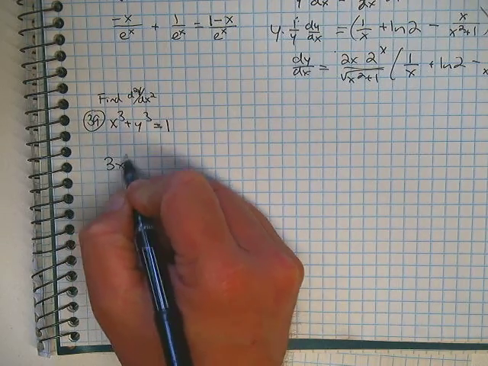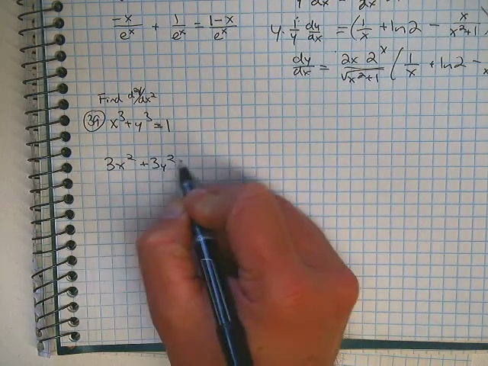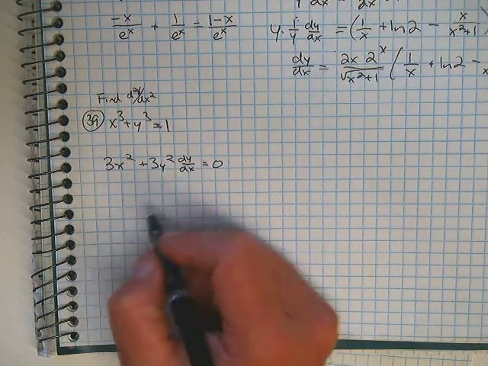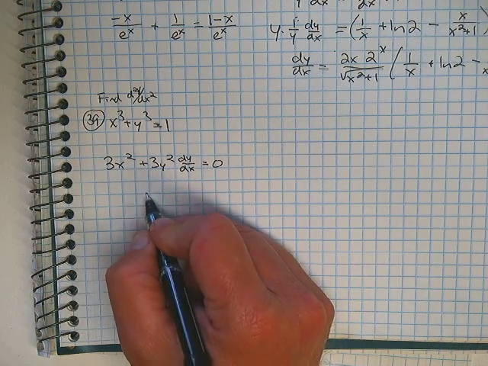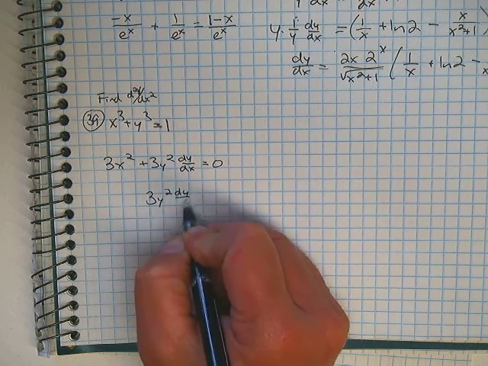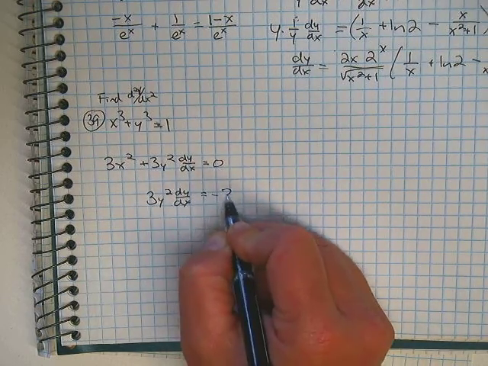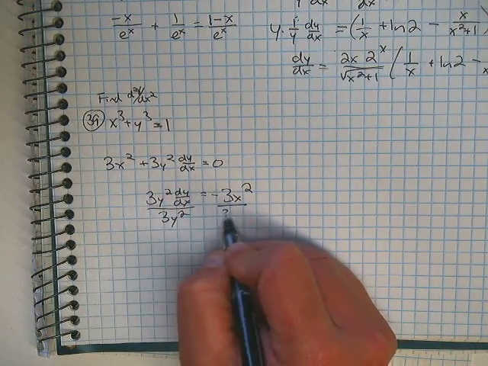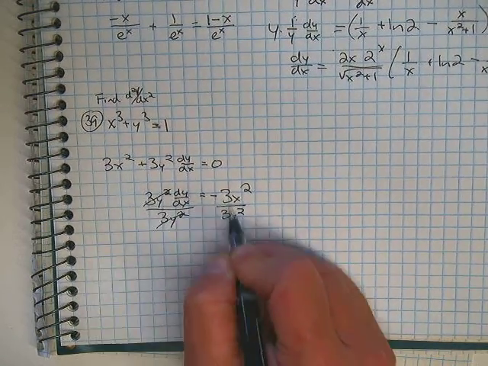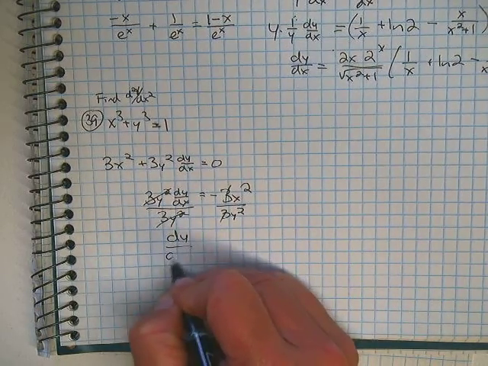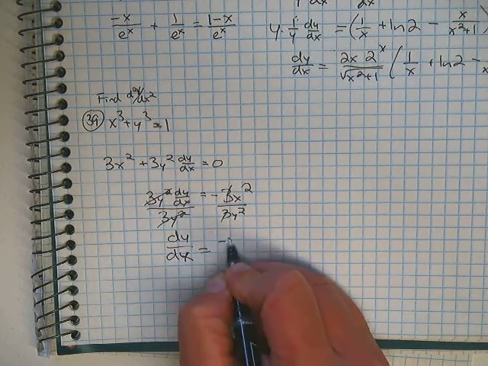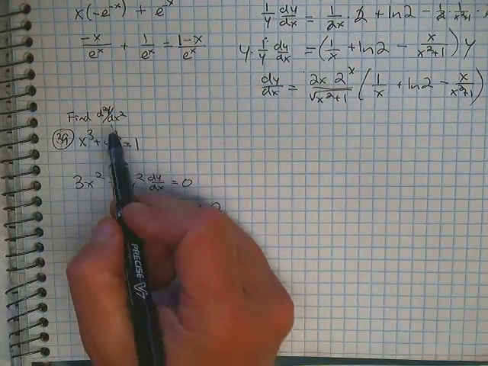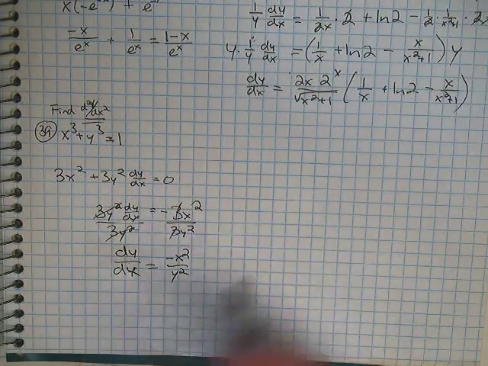Alright, now we've got x cubed plus y cubed equals 1, and it's find the second derivative. So we've got 3x squared plus 3y squared. We took a derivative of y, so we have to say dy dx equals 0. Subtract the 3x squared over to the other side, so we get 3y squared dy dx equals negative 3x squared. Then we divide by 3y squared. The 3's cancel out, and we get dy dx equals negative x squared over y squared, which is great. That gives us our first derivative.